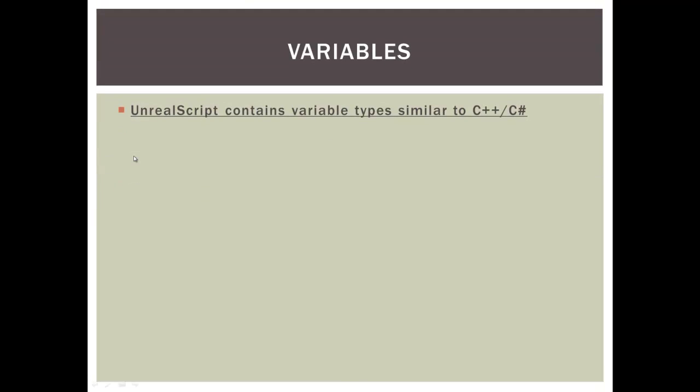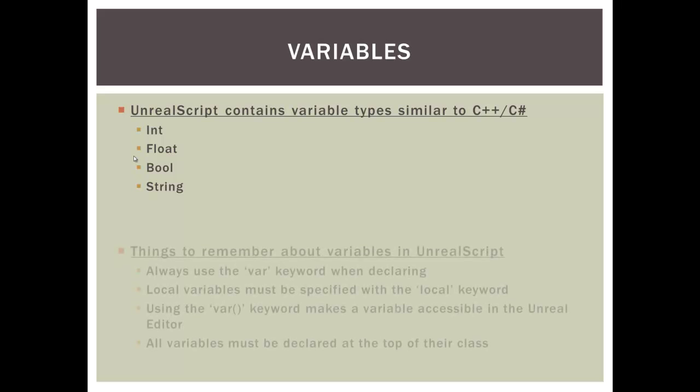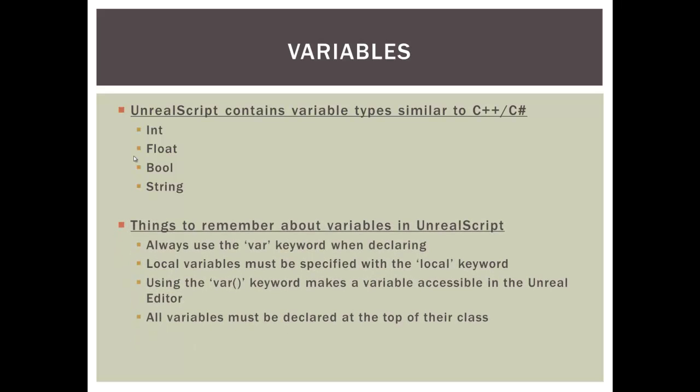So let's move on. We've talked a little bit about variables, as we already saw in our example class. UnrealScript contains all sorts of normal variables that you'd see, like int, float, bool, and string. There are a couple key things, though, that you need to remember about variables in UnrealScript, and this can get you into a lot of trouble if you're not paying close attention. You always need to use the var keyword when declaring new variables.